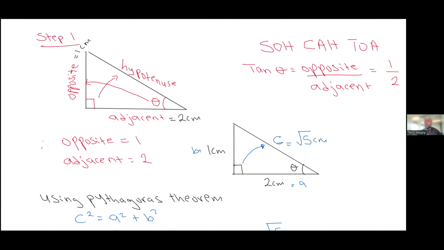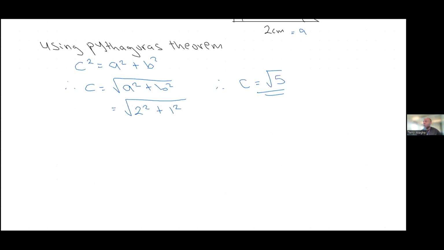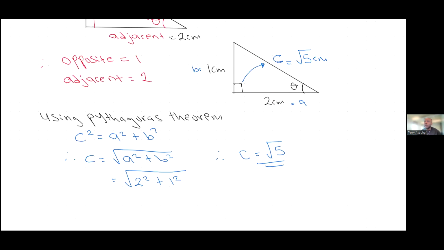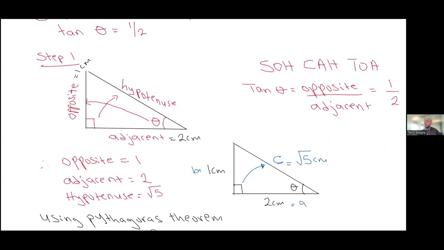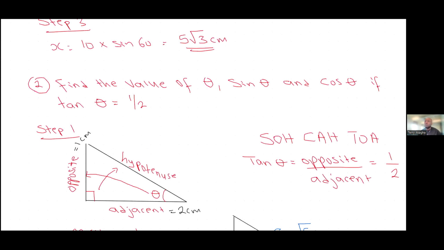So we now know that in this example, the opposite is 1, okay? The adjacent is 2, and then the hypotenuse is now equal to square root of 5. Now we are done. Now we can go and find theta, all right? Because the question wants us to find theta, sine theta, and cos theta. So now we can find theta.